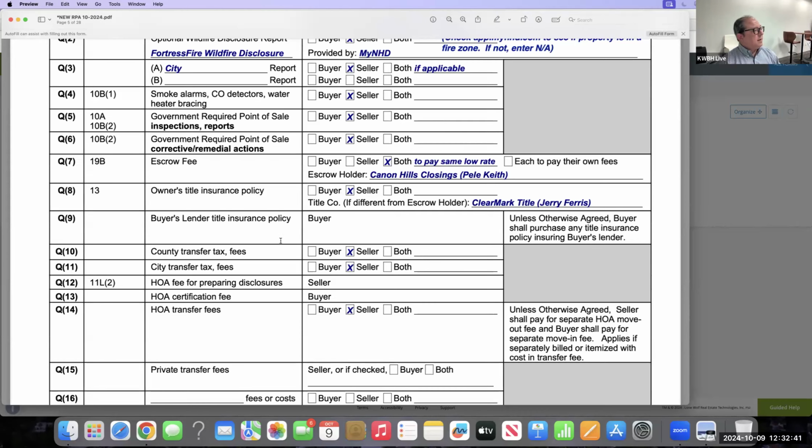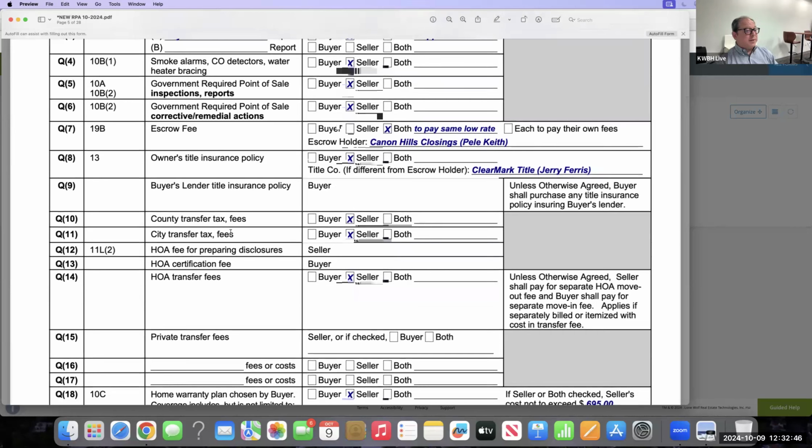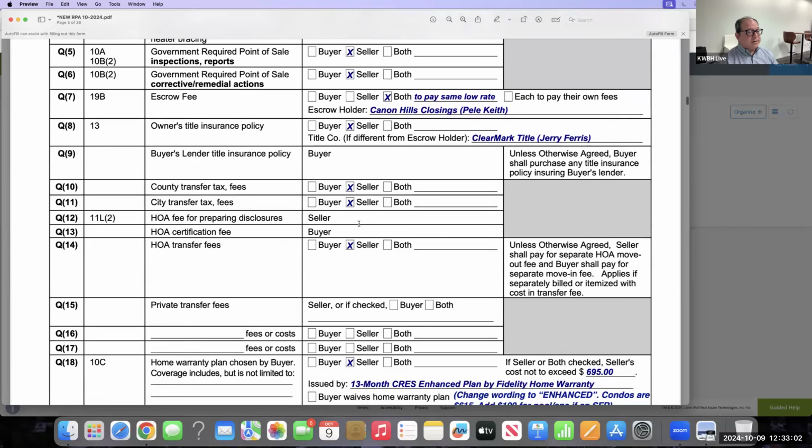Beverly Hills does not have city transfer tax. Yeah, Beverly Hills, there's a lot of advantages to Beverly Hills. They don't have a city transfer tax. They don't have a mansion tax, right? But we are going to ask the seller to pay for both county and city transfer taxes. So that's a major closing cost for the seller, those taxes.